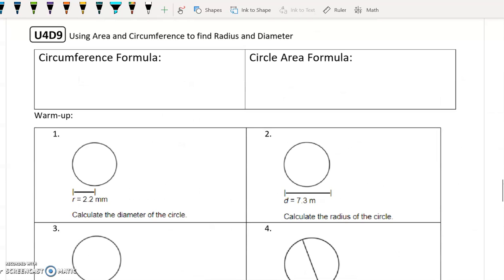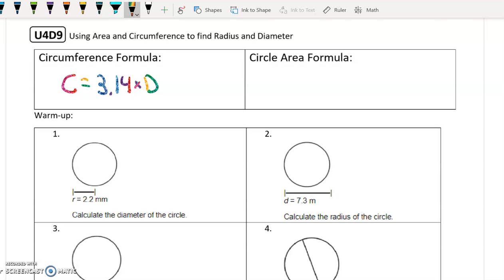If we go back to today's notes, again, Unit 4, Day 9, it asks us to write the circumference and area formula because we will be needing those today. A reminder, the circumference formula is going to be C equals 3.14, also known as pi, times the diameter. I'll put a little multiplication symbol there, multiplied by the diameter.